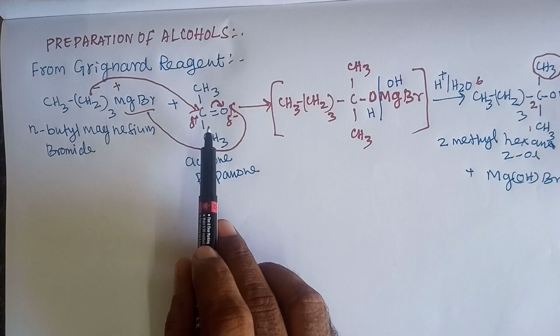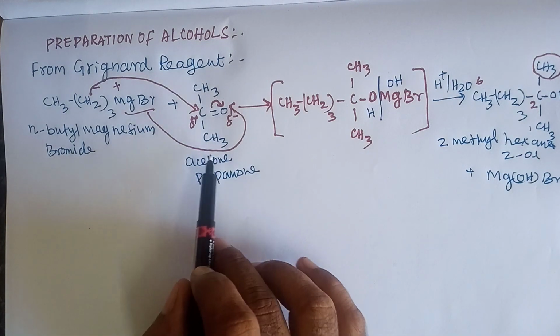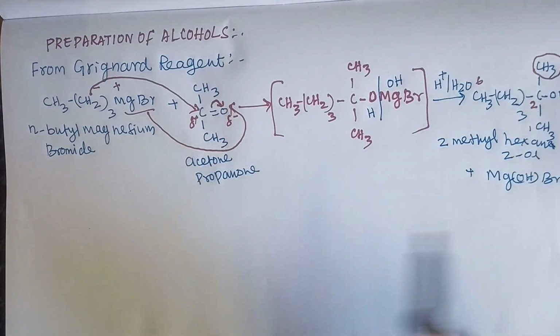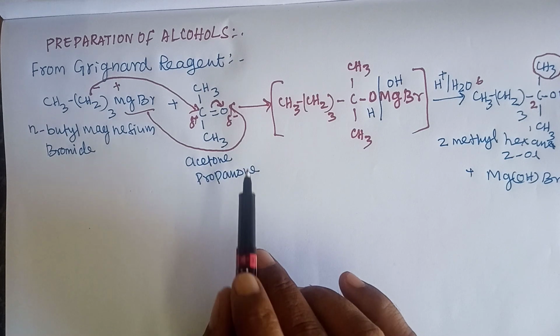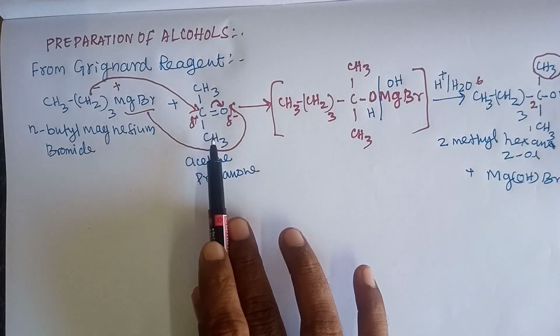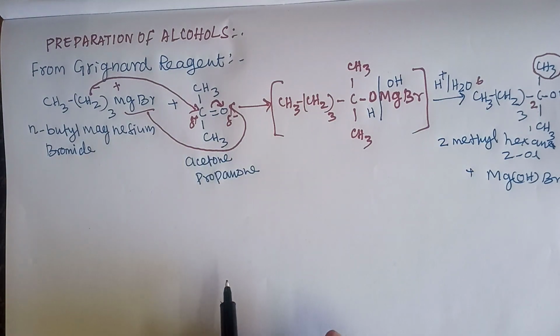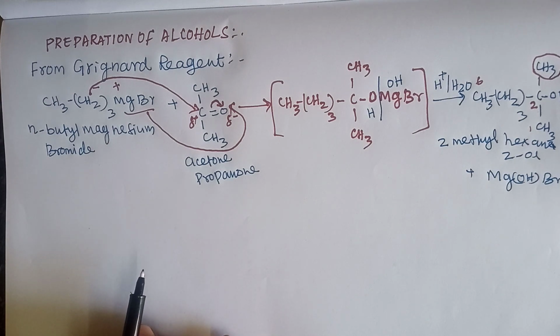If you take ketones, it gives tertiary alcohols. If we take formaldehyde, it gives primary alcohol. If we take acetaldehyde, it gives secondary alcohol. If we take ketone, it gives tertiary alcohols. So we can prepare secondary alcohols from esters. Here we are taking formate ester.